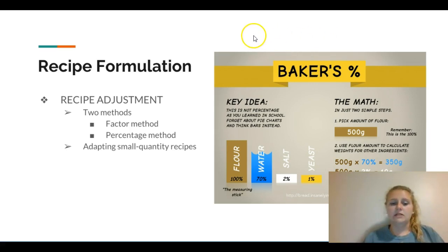Basically, with the percentage method you take all the ingredients and divide the quantity of each by the whole amount, and then you get a percent, and they're all going to be different. But that's on the next slide. So that's just a little visual. It kind of helps me. The third method is adapting small quantity recipes, which are typically home size recipes that you would want to expand to feed a bigger amount of people.